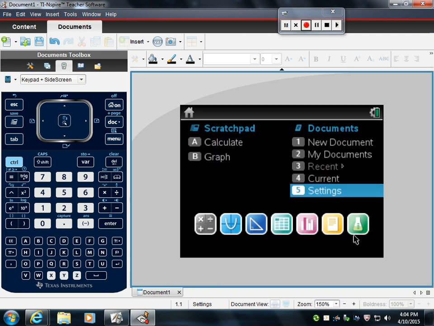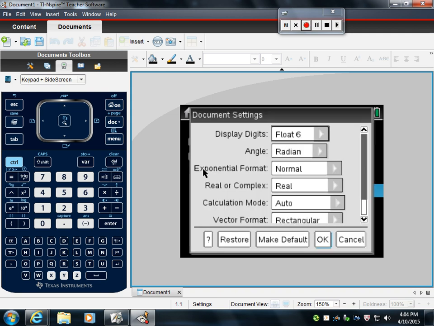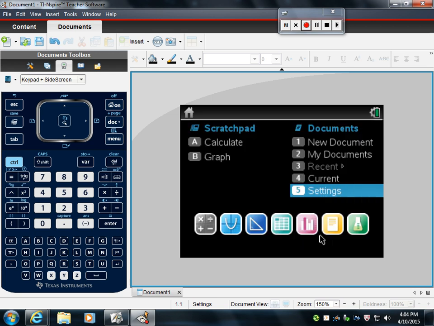Nope, not there. Let's find it again. So we're going to settings, document settings. Here we go, document settings. We want to change this angle measurement to degrees. The default is radians, and we'll talk about what a radian is later on. We're going to learn what a radian is. So we want to make sure that angle is in degrees. So hit OK on that.